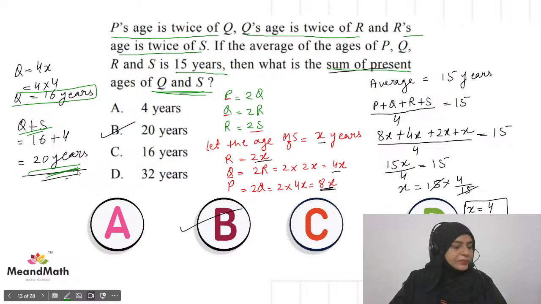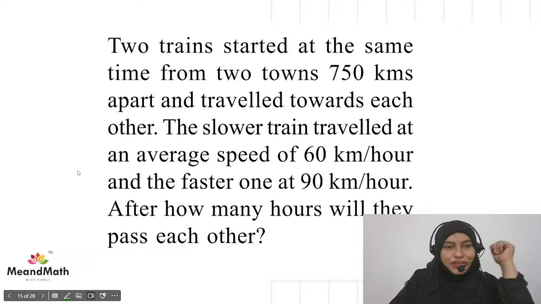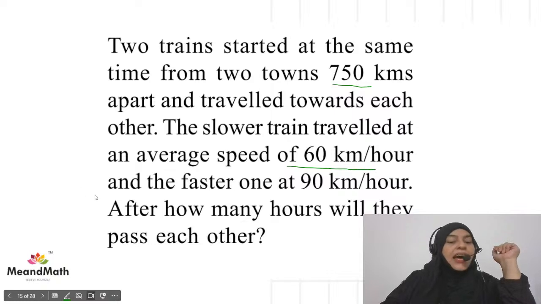After that, okay, now we don't have the option in this case. Two trains started at the same time from two towns 750 kilometers apart and traveled towards each other. The slower train traveled at an average speed of 60 km per hour and the faster one at 90 km per hour. After how many hours will they pass each other?